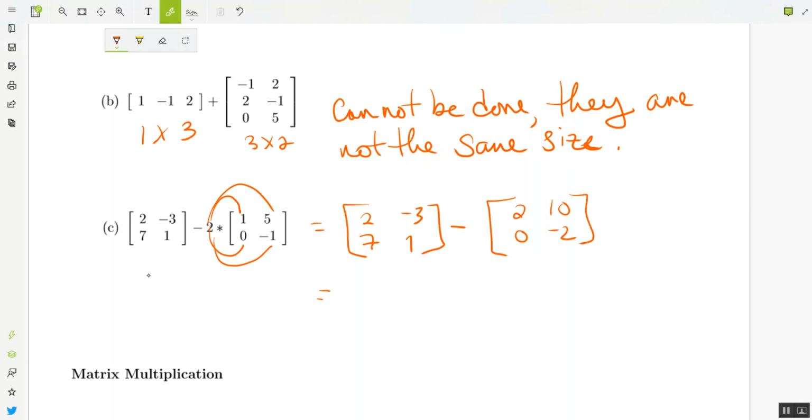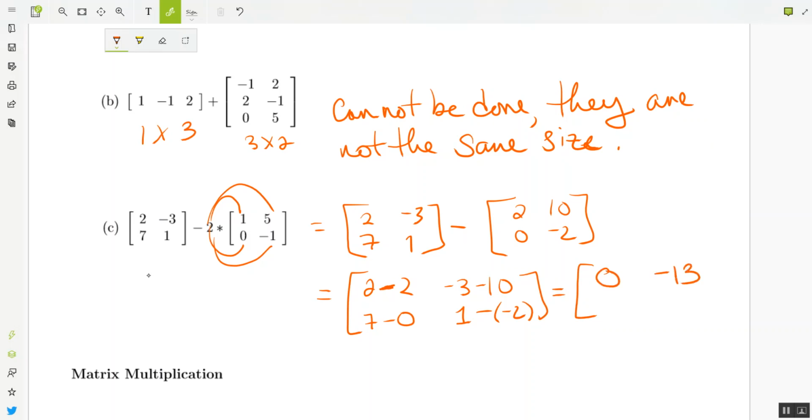All right, let's do our subtraction step. 2 minus 2. Minus 3 minus 10, 7 minus nothing, and then 1 minus a negative 2. Watch your signs. Let's be careful. I think the temptation in this homework is going to be, I got this, I'm going to go real fast, and then you'll have little hiccups happen.